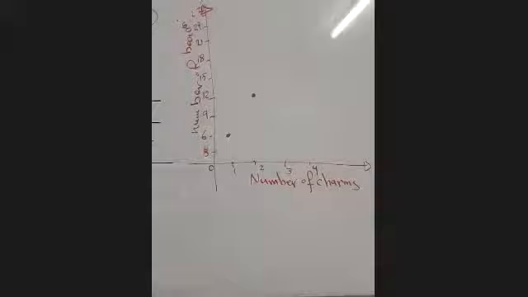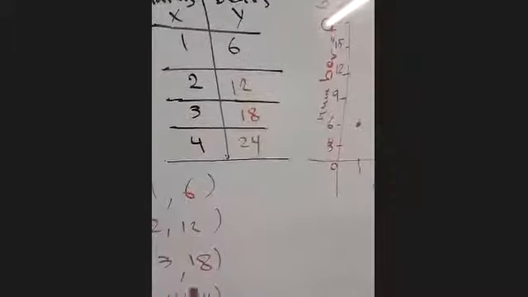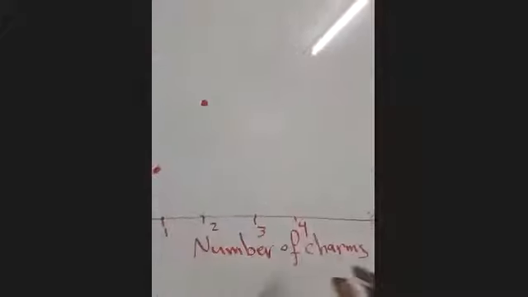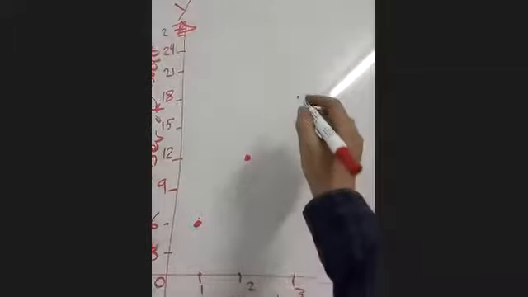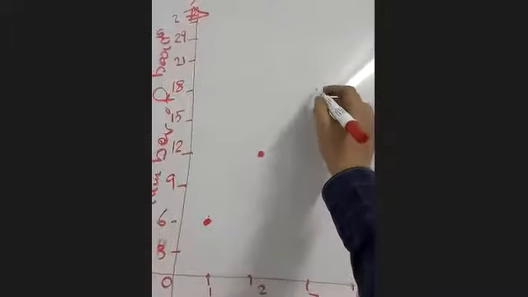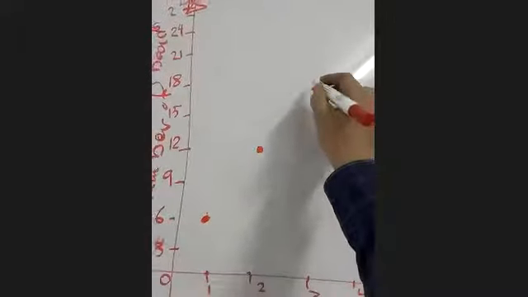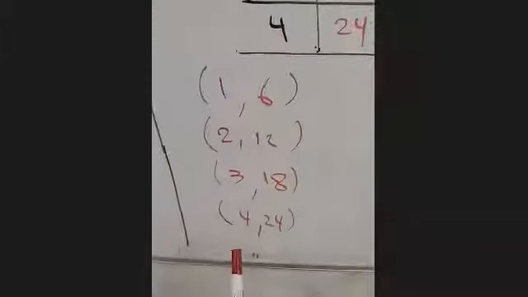Yalla, 3 and 18. How do we make 3 and 18? Go to X, so go to X at 3, then go to Y until we get 18. Put a point. The last one, thank you, Ubay. Mute yourself. The last one, 4 to 24, guys.